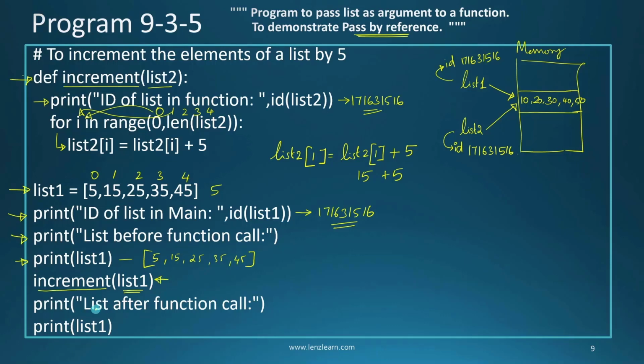Now I will print list after the function call. Now I am printing list 1, not list 2. When you print list 1, you will see the result as 10, 20, 30, 40, 50, because list 1 is also pointing to the same memory location, and whatever change list 2 made here will reflect in list 1.